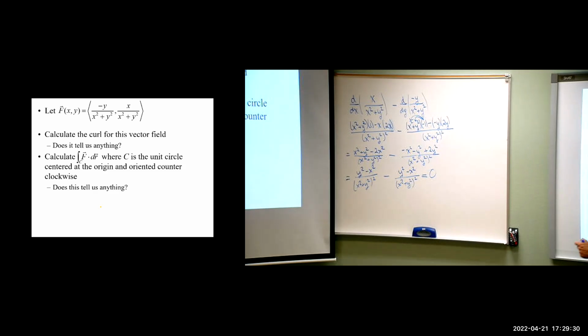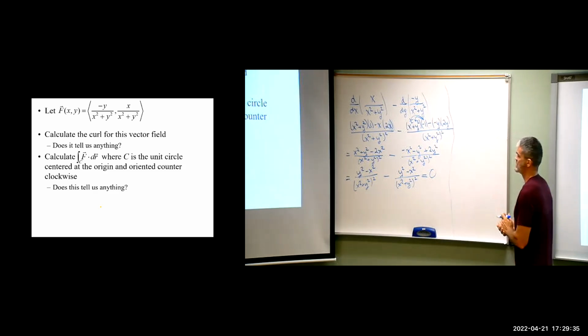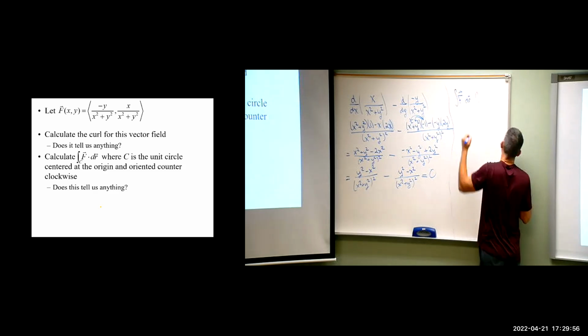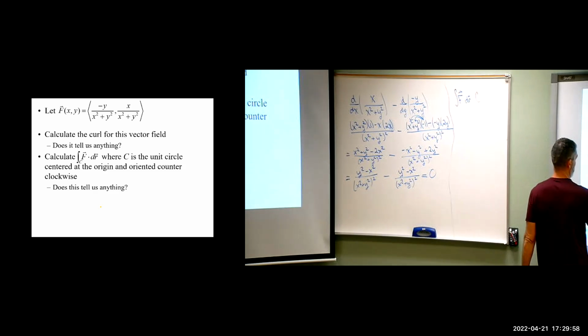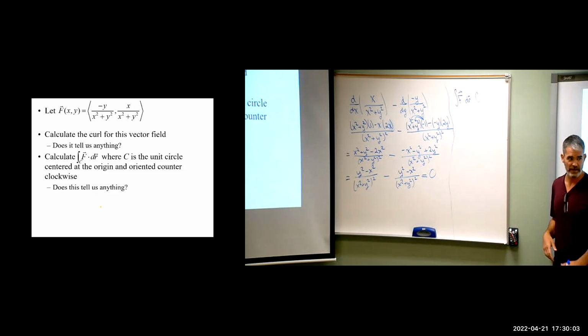Okay, I didn't leave myself a ton of room, but I think I've got enough room to do this. If you can't see it at home, let me know and I can move to a different part of the board. So we're going to do a calculation the way we would have done it on Tuesday, the integral of F dot dr, and C is going to be the unit circle centered at the origin, and we'll just go counterclockwise. So a very easy path.